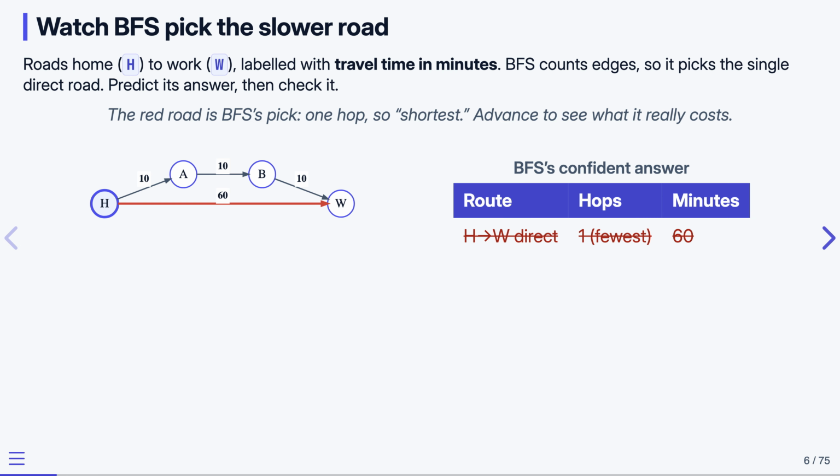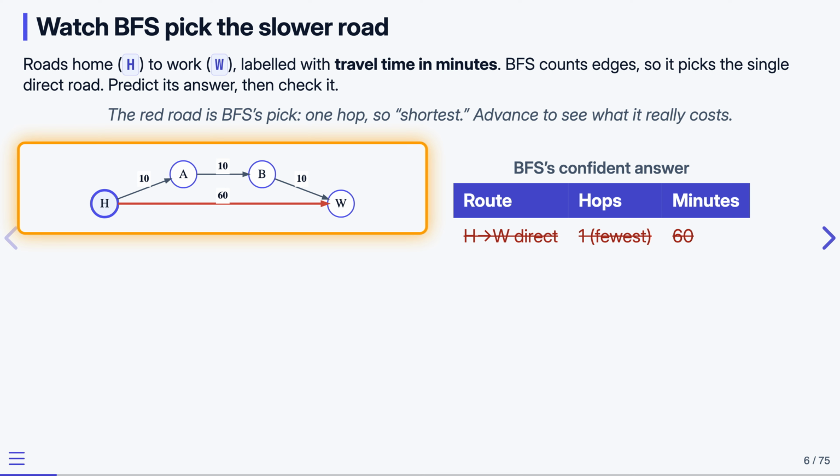Let's watch breadth first search pick the slower road. We drive from home, marked H, to work, marked W. Every road is labeled with its travel time in minutes. Look at the graph. The red road goes straight from H to W in 60 minutes. Below it, three small roads go from H to A to B to W, and each one takes 10 minutes.